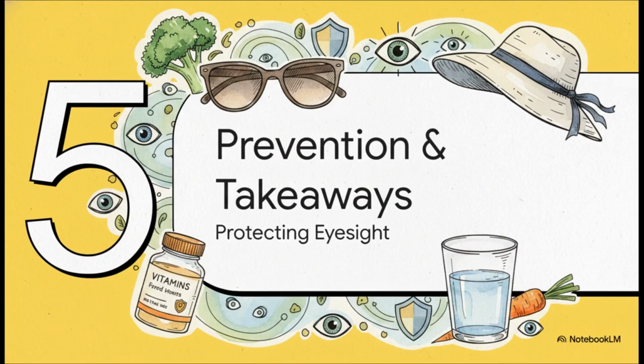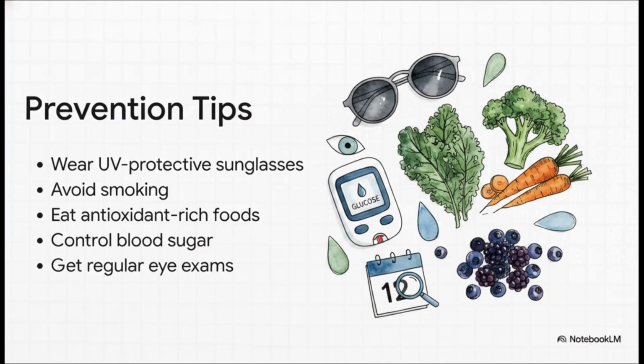Part 5. Prevention and key takeaways. While we certainly can't stop the clock on aging, we can absolutely take charge of our lifestyle. Make it a habit to wear high-quality UV protective sunglasses. Avoid smoking entirely. Eat a vibrant diet full of antioxidants to fight off cellular stress. Strictly control your blood sugar, especially for diabetic patients, to prevent swelling in the lens. Keep up with regular eye exams.